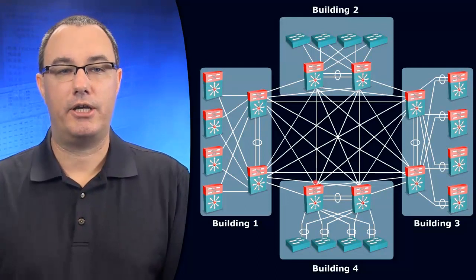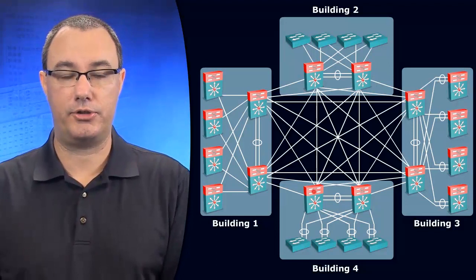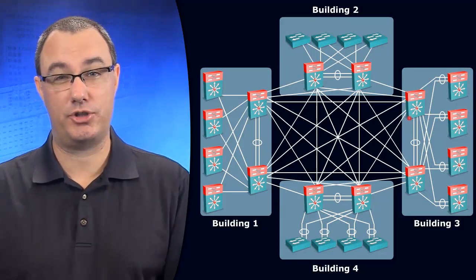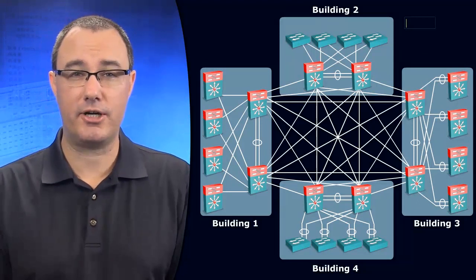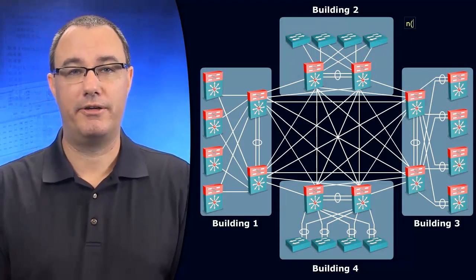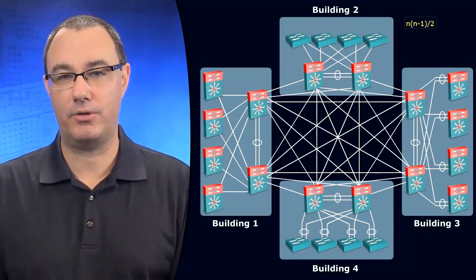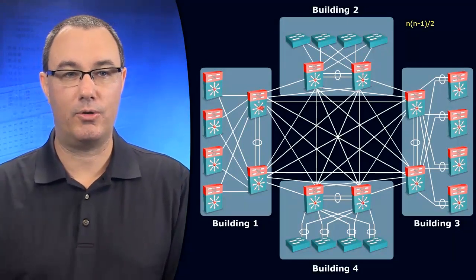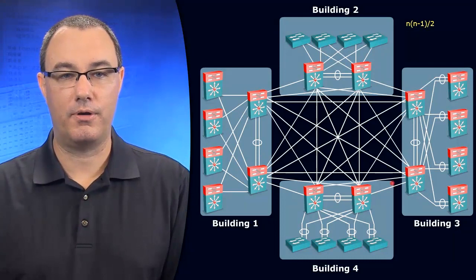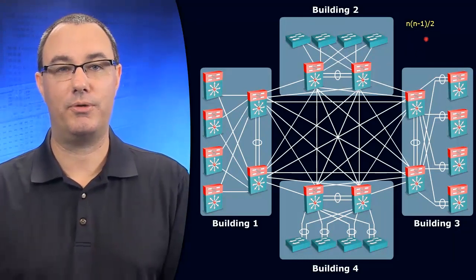We have connections between our distribution layer devices to all of the other distribution layer devices, and this gets into a challenge. There's a scalability challenge for cabling. Let's talk about that. There's a formula that every network person should know, and it's n times n minus 1 divided by 2, where n is the number of nodes. And in this case, the number of nodes is, let's count them together, 1, 2, 3, 4, 5, 6, 7, 8. You could have also multiplied 2 by 4 and you would have gotten the same result.